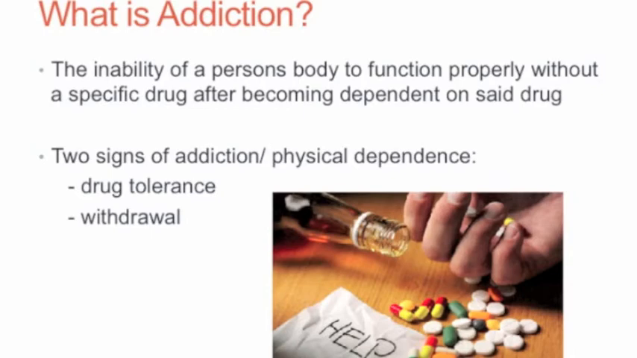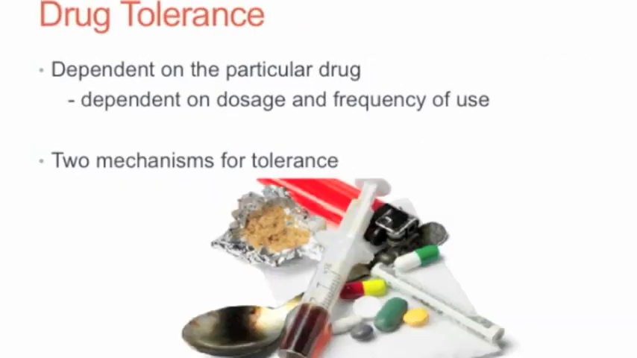What is addiction? Addiction is the inability of a person's body to properly function without a specific drug after becoming dependent on said drug. Addiction is comprised of two mechanisms, drug tolerance and withdrawal. For now, I will focus on drug tolerance. As the person continually uses the drug, larger and larger doses are required to feel the same initial effects of the drug. This is called drug tolerance.